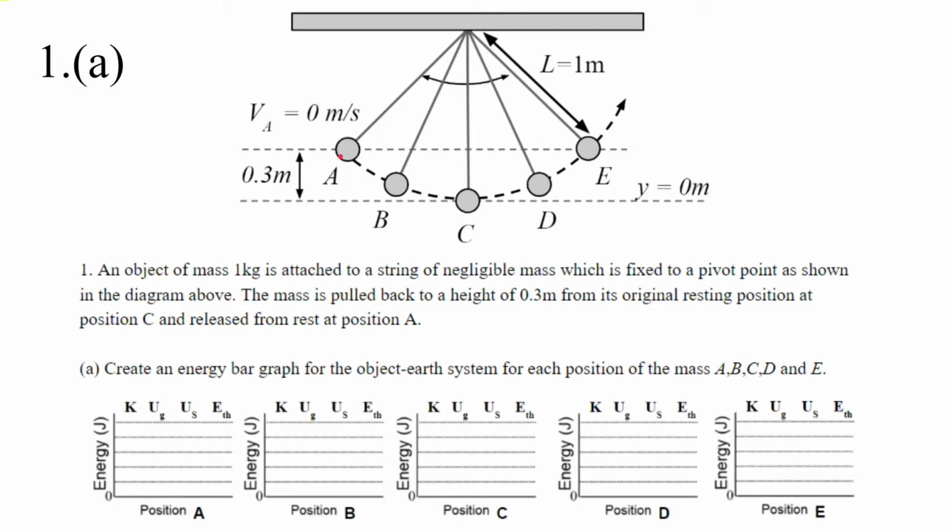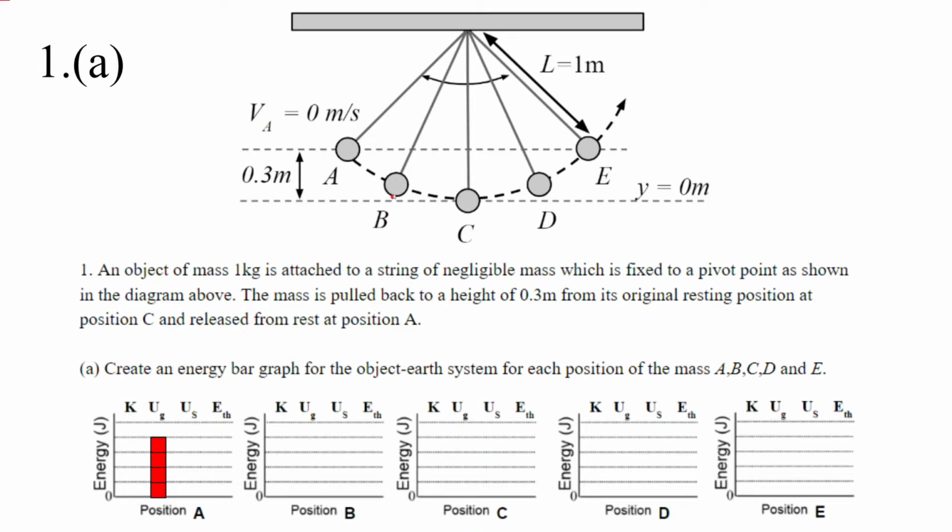Part A says, create an energy bar graph for the object-Earth system for each position of the mass at positions A, B, C, D, and E. So position A is where it starts from rest. So if we look at the energy bar graph, it's not moving, so it has no kinetic energy. If we define our height of 0 as the height of the mass at position C, at position A, it's 0.3 meters above, so it's got some gravitational potential energy. There's no springs involved, and let's assume all of this is frictionless. And so there's no kinetic energy, but there is some gravitational potential energy. So let's just say there's 4 bars of gravitational potential energy.